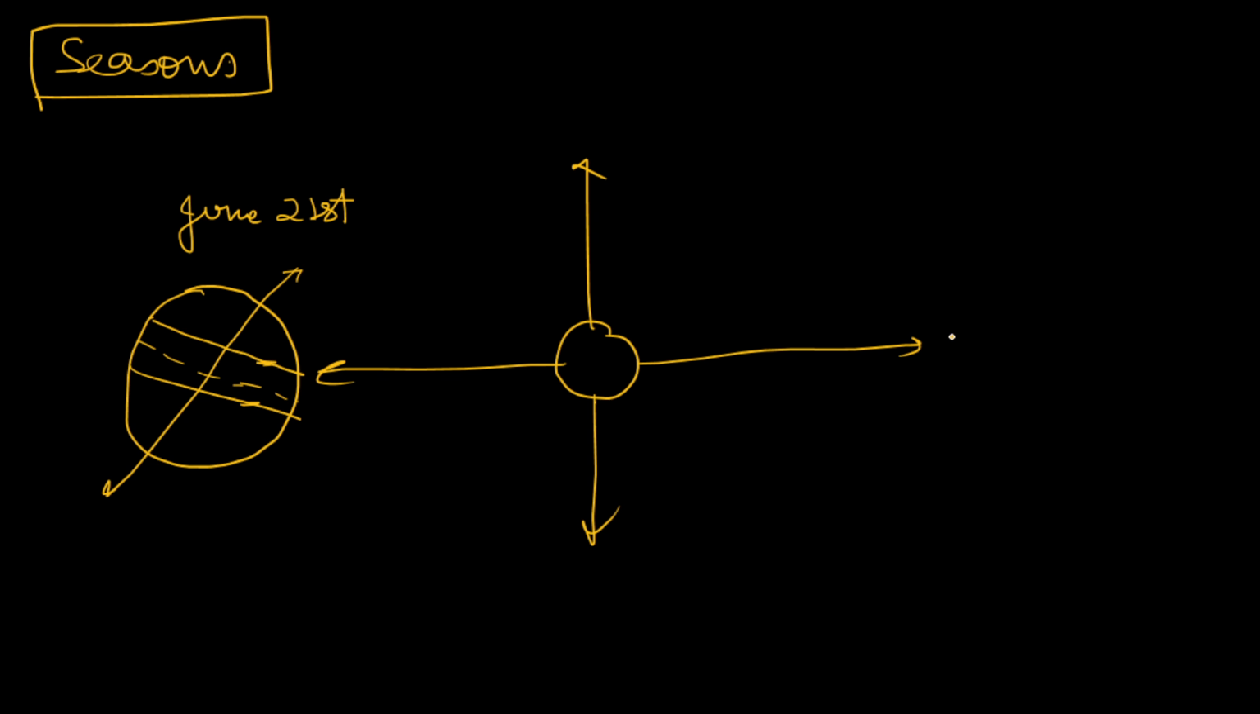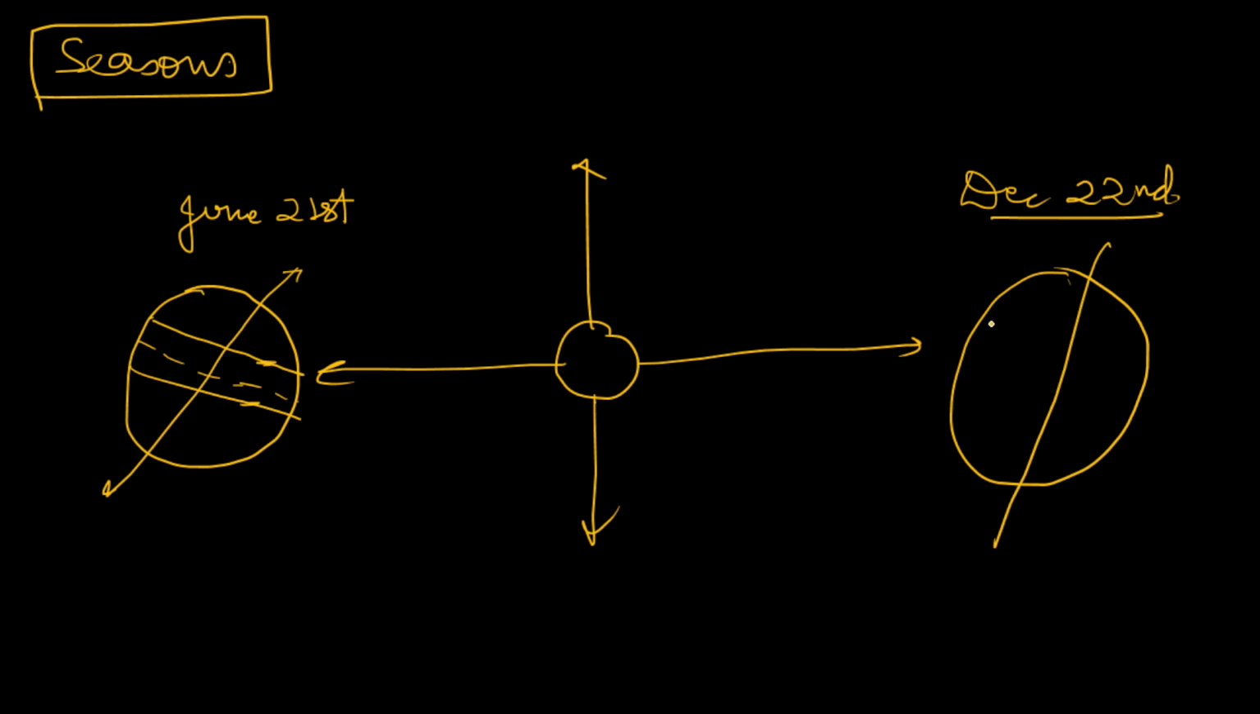And similarly, on December 22nd, when the earth is tilted the other way, you will find the sun hitting, this is the equator, the Tropic of Capricorn. This is the Tropic of Cancer and this is the Tropic of Capricorn. The sun is hitting at the Tropic of Capricorn, whereas earlier the sun was hitting at the Tropic of Cancer. So this is what it is, and here you will see. And just make a line.